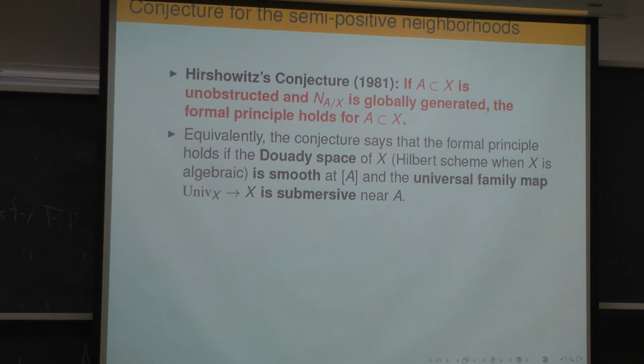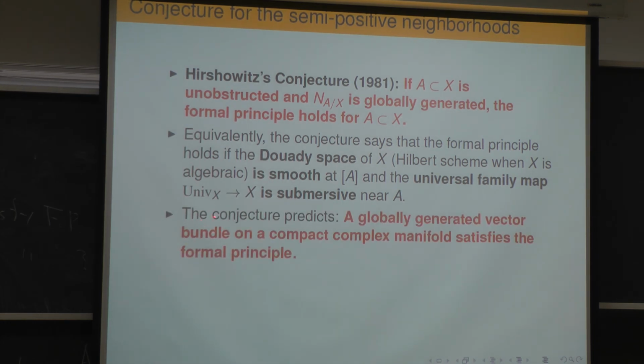And equivalently, this conjecture says that the formal principle holds if the duality space, or Hilbert scheme in the algebraic setting, is smooth at the point corresponding to the submanifold, and the universal family map is submersive near A, near the submanifold. Then the formal principle holds. So this is the conjecture.